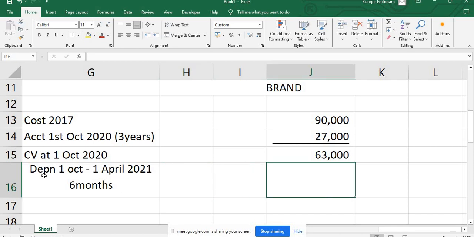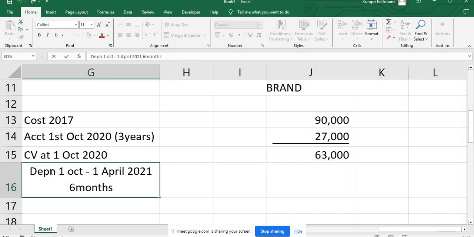Let me ask, are we amortizing or depreciating? We are familiar with depreciation, that's why I'm calling it that. But with a brand, we amortize. Okay, thank you very much. Amortization. All right, so we amortize.